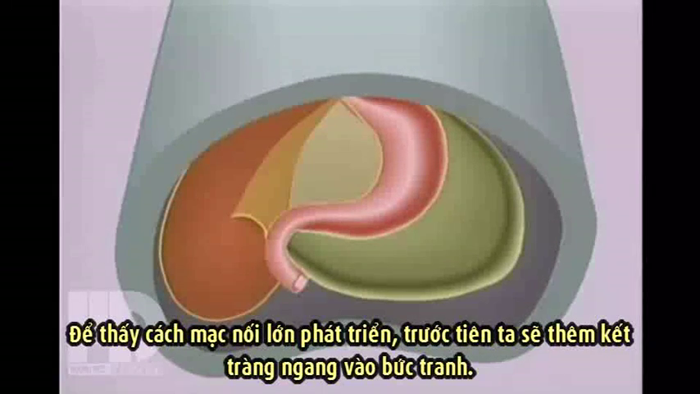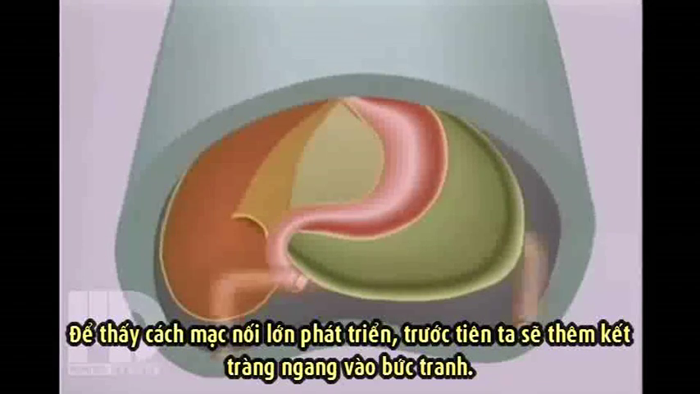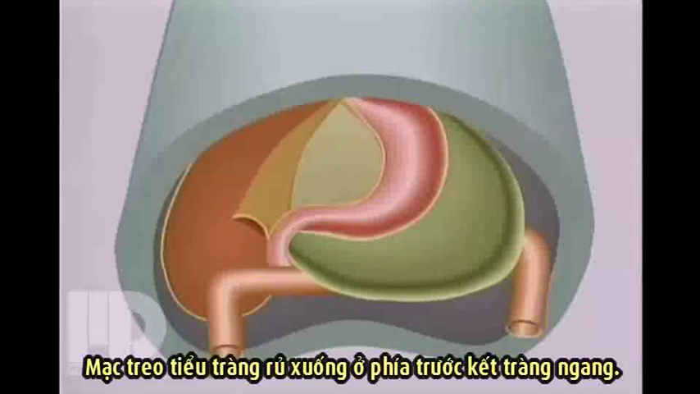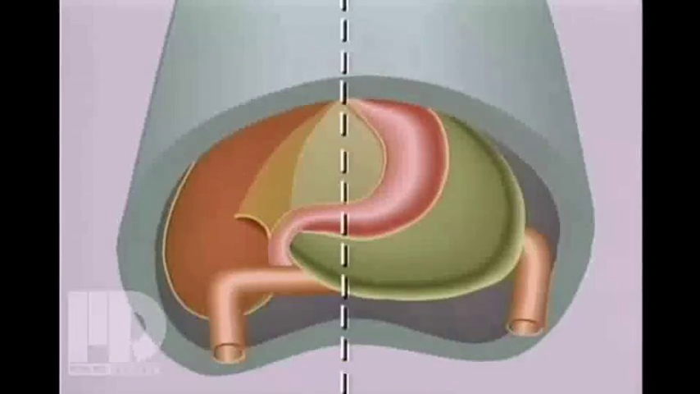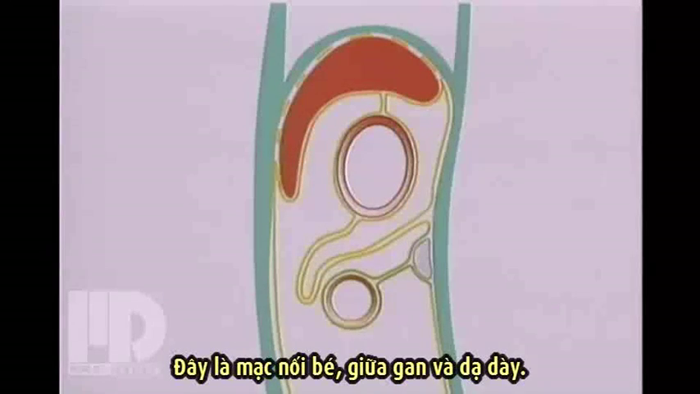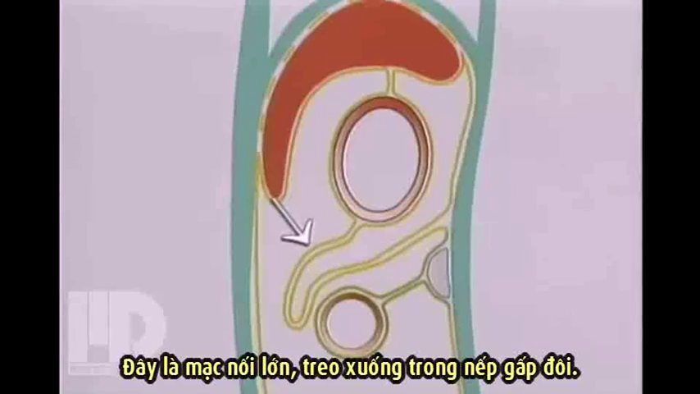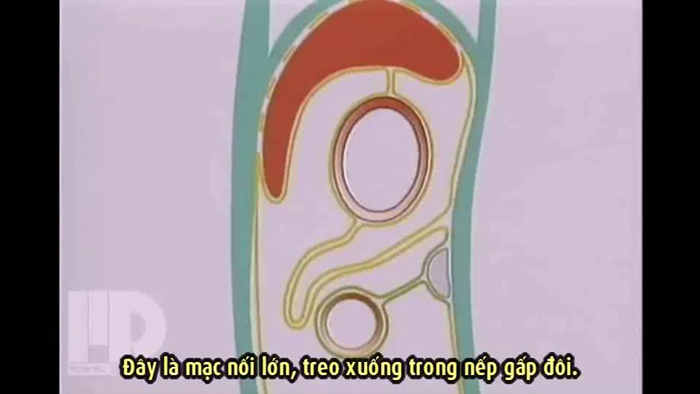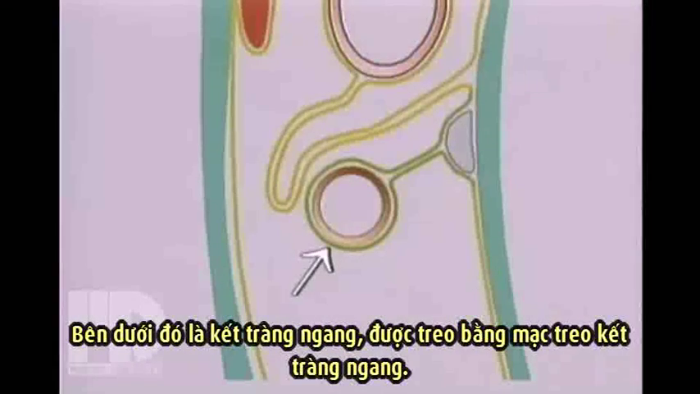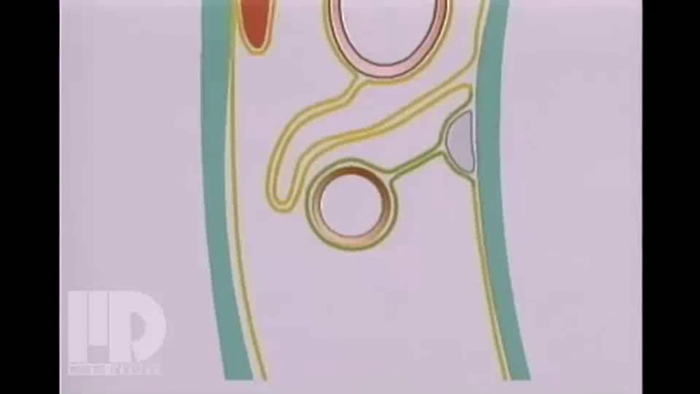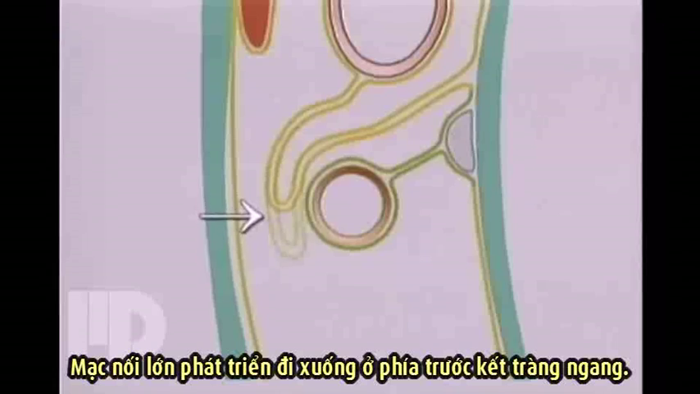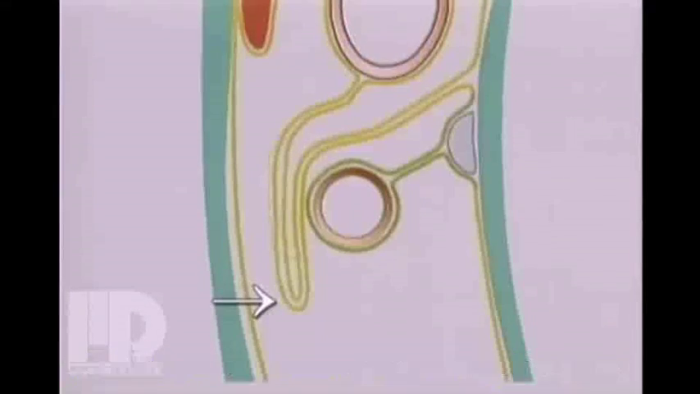To see how the greater omentum develops, we'll first add the transverse colon to the picture. The dorsal mesogastrium hangs down in front of the transverse colon. To follow its growth, we'll look at a sagittal section made in this line. Here's the lesser omentum between the liver and the stomach. Here's the greater omentum hanging down in a double fold. Below it is the transverse colon, suspended by the transverse mesocolon. This is the pancreas. The greater omentum grows downwards in front of the transverse colon.